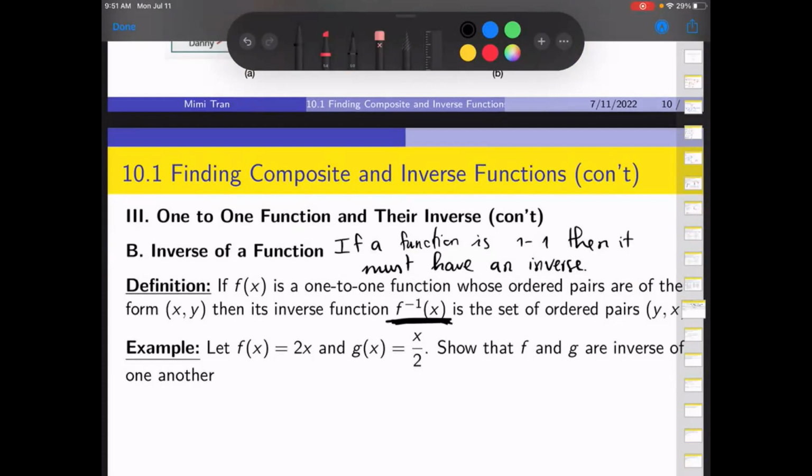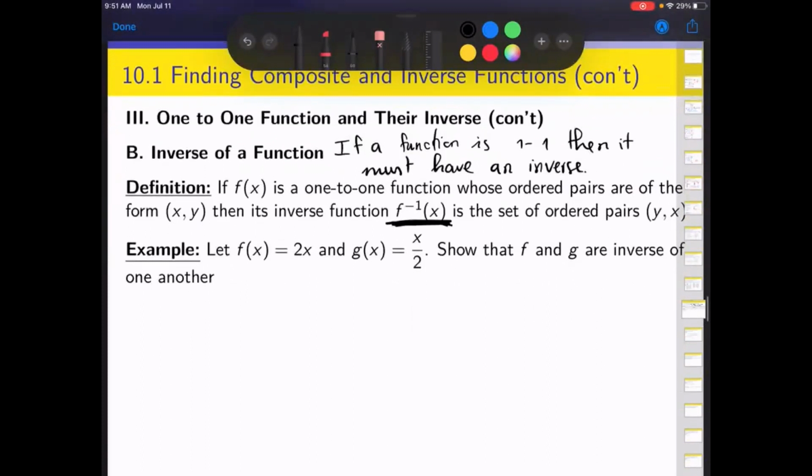So, for example, let's take an example, maybe it's more intuitive. If f of x equals 2x and g of x equals x over 2, show that f and g are inverses of one another. I'll show you the brute force way. That means pick a number, plug it in. So I'm going to do f first. I'll pick 1 for the domain. If x is 1, then what's y? Plug it in. 2 times 1 is 2, right?